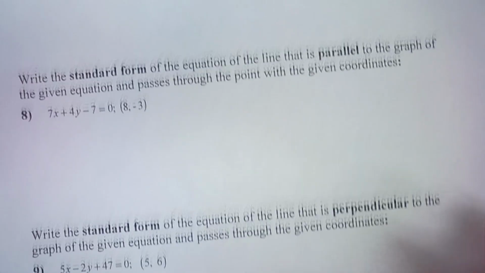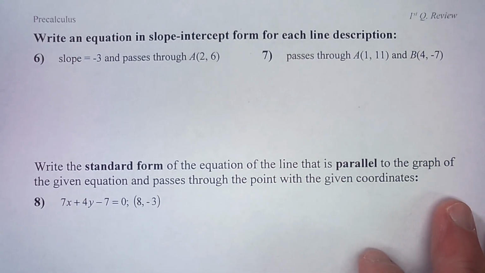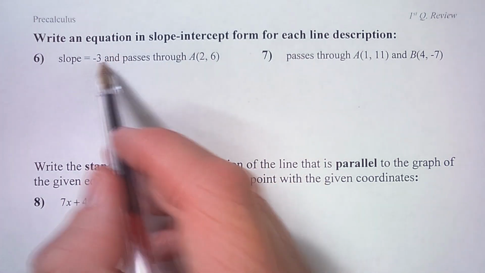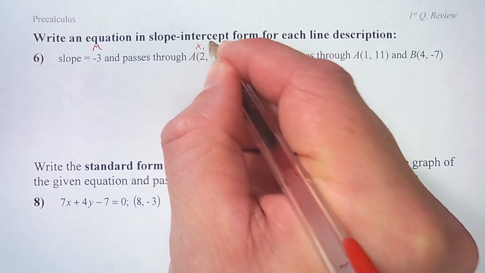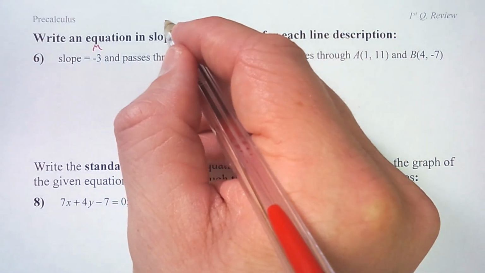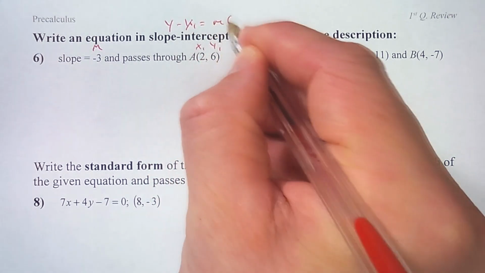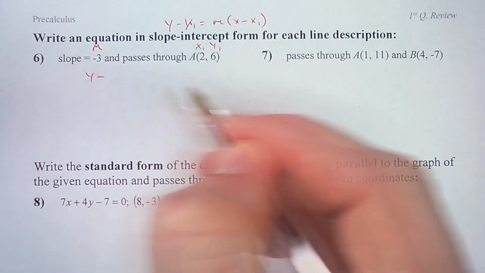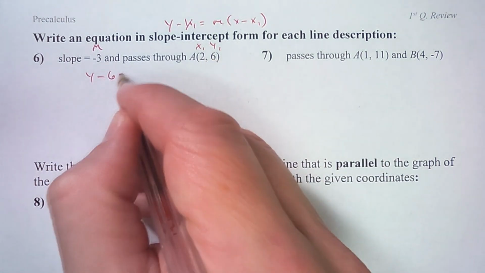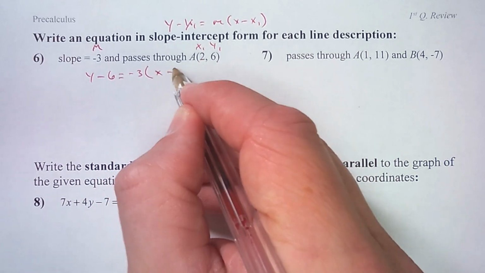Write an equation in slope-intercept form for each line description. So here's the slope and here's a point, so I'll use that as m, and here is x1, y1, and we'll start in point slope form. y minus y1 equals m times x minus x1. So y minus y1, which is 6, equals m, which is negative 3, times x minus x1, which is 2.